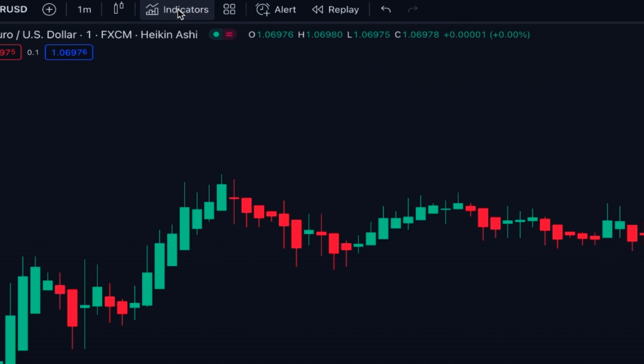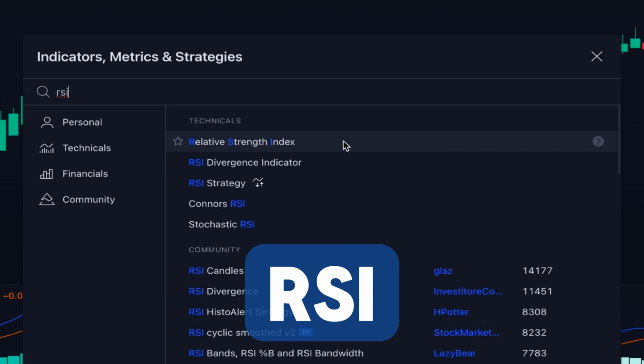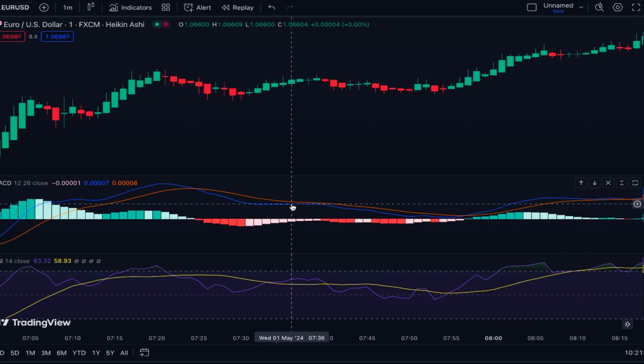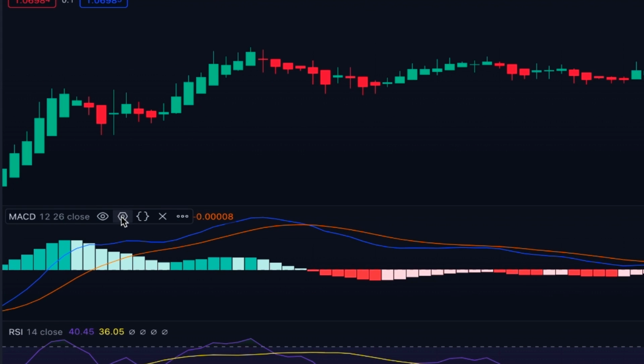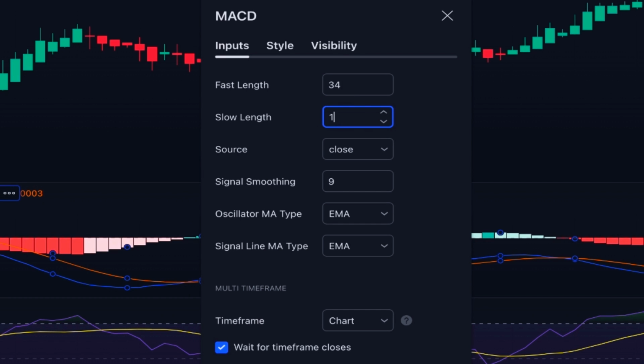So here we click on indicators and we search MACD, this one, and then RSI, this one. Alright, now we have MACD and RSI on our chart and we need to give them special settings that make them work perfectly in conjunction with each other. First, we go to the settings of MACD and here for fast length we set it at 34 and for the slow length we set it at 144.